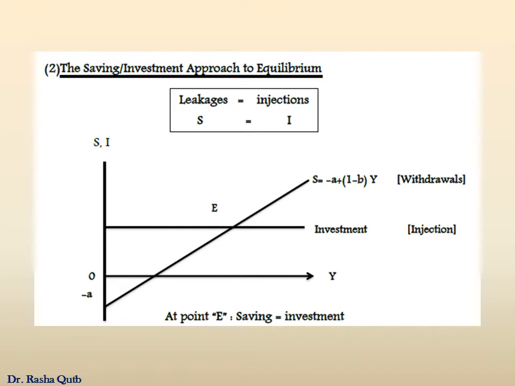In a closed economy without government, we have only one kind of withdrawals, which is savings, and only one kind of injection, which is investment. Graphically, this is represented by the intersection between the savings and investment functions. As we know, investment is exogenous, represented by a horizontal line.